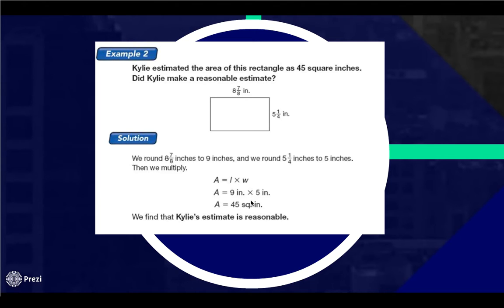So we're going to estimate the area of this rectangle. Kylie estimated the area of the rectangle as 45 square inches. Did Kylie make a reasonable estimate? What you're going to do is test this out. The area, remember, is length times width. Since 7 is greater than 8, we're going to round this to 9. Then since 1 is less than half of 4, we're going to round down to 5. So 9 times 5 is 45 square inches. This would be a reasonable estimate because 9 times 5 equals 45. Yes, this estimate is reasonable.